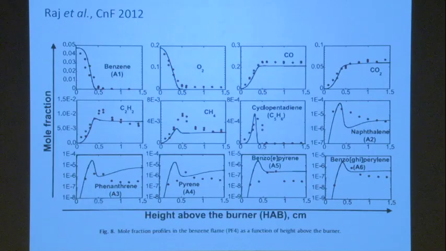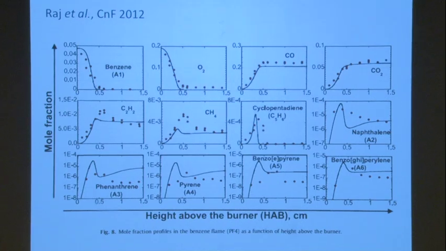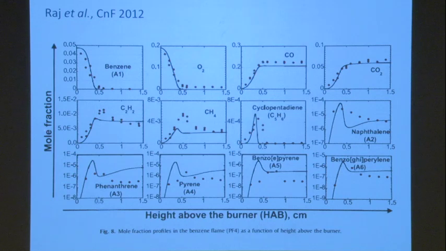And even if you do that, this is the type of result in the best possible scenario that we can get. And maybe it speaks to what Carson was mentioning before. So mole fraction, this is just an example that I took. This is the height above the burner. Mole fraction profile in a benzene flame as a function of the height above the burner.